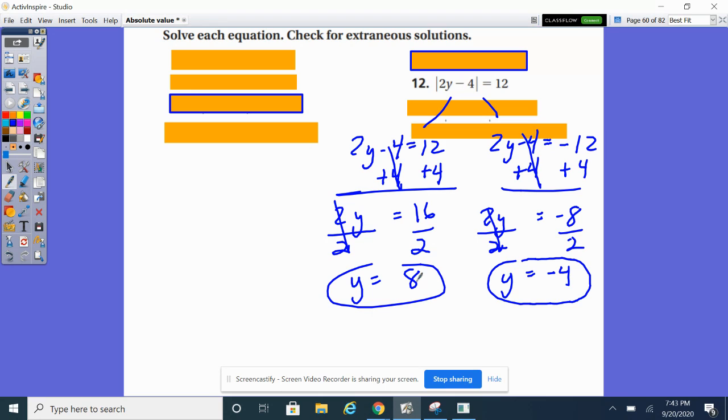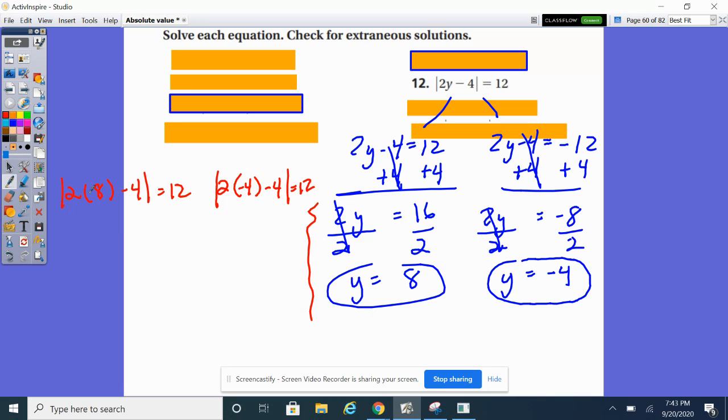All right, we have to check these, make sure they really are solutions, that both of them work. So what we're going to do is go back to the original equation. I'm going to do this one in red ink. We're going to write it 2 times. We're going to say 2, but instead of the y, we're going to plug in the 8. And then we've got minus 4, absolute value, is equal to 12. Then we're going to do it again. We're going to say 2, but this time instead of the y, we're going to plug in the negative 4 that we got. And then the rest of the equation is minus 4 is equal to 12.